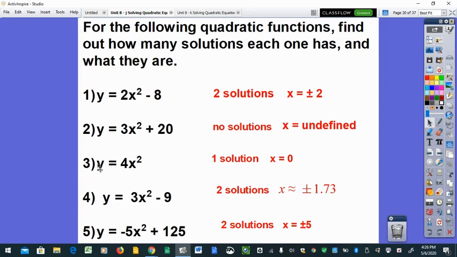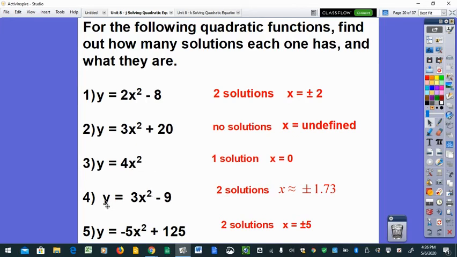The next one, you would have put a 0 in, divide by 4. 0 divided by 4 is 0. You've got x squared equaling 0. The square root of 0 doesn't have a plus or minus. There's only one answer, which is 0. There's only one solution. This parabola is opening up, but its vertex is sitting on the x-axis. It's actually at the origin.